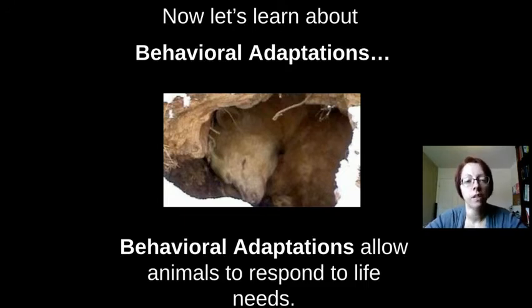This week, we're going to focus on behavioral adaptations. All living things have some different behavioral adaptations, so we're going to talk about a few of those. Behavioral adaptations allow the animals to respond to life needs. They help them to survive the same way the physical adaptations do. If you look at the picture in the center, this is an example of one of those behavioral adaptations. It's a bear in his den and he's hibernating. So hibernation is one example of a behavioral adaptation.